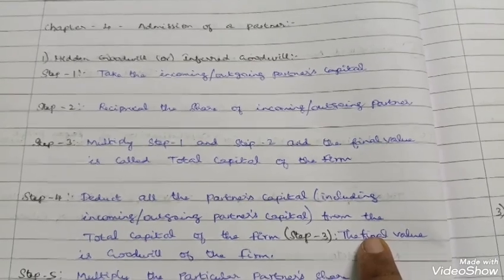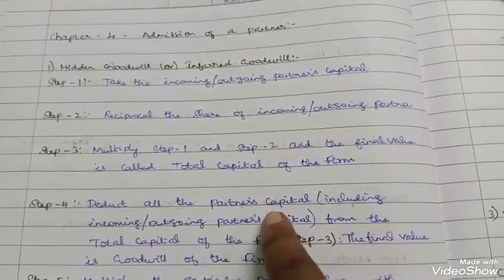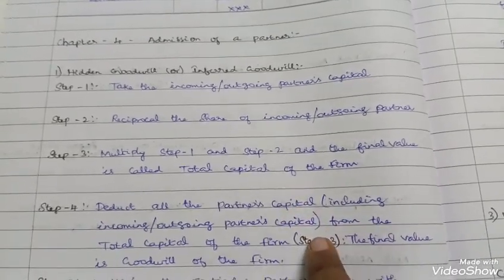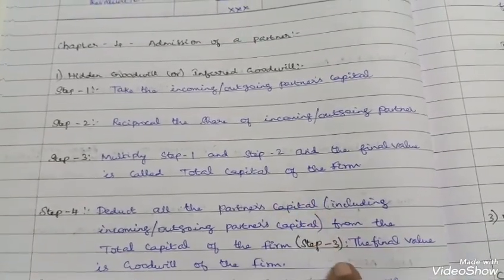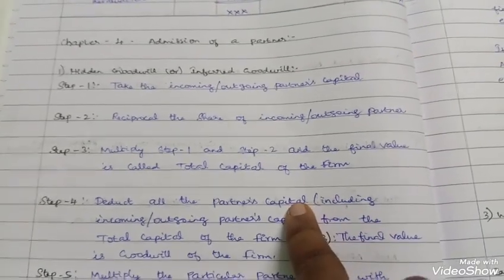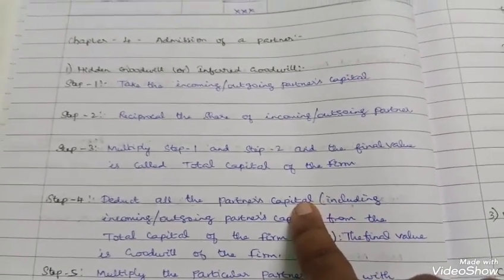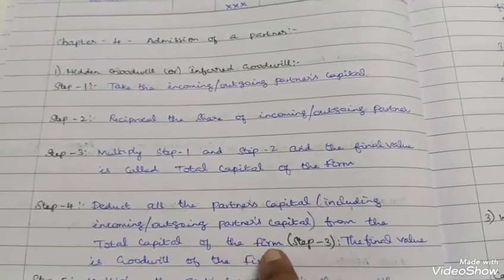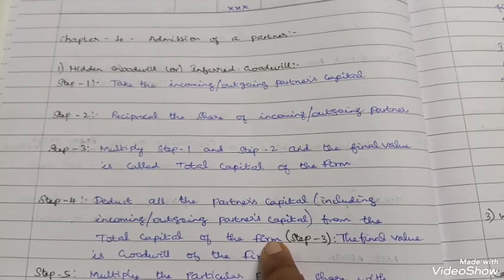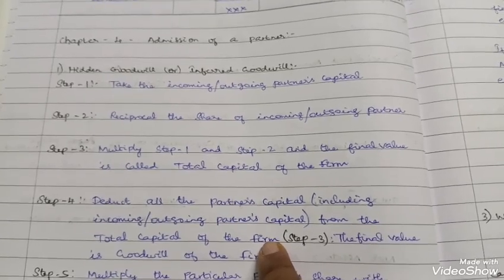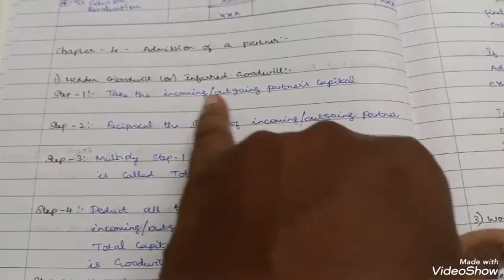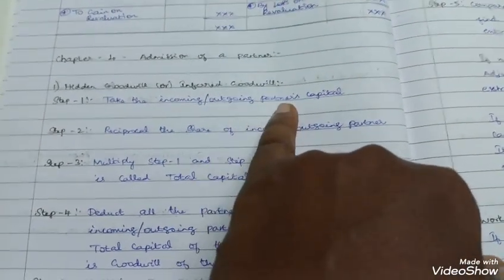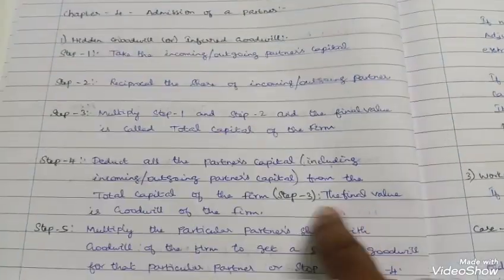So for example, say you already have A, B as partners and C is the incoming partner. So the 3 partners will also have capital. You add all 3 capitals, even the incoming partner's capital, and you will get one amount that is called total capital of the firm. That total capital of the firm should be deducted from the amount you have already reciprocaled with the incoming partner's capital. If you do that, you will get the goodwill of the firm.